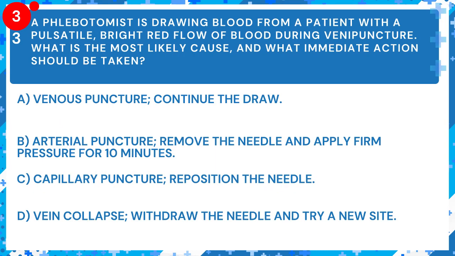Question 33. A phlebotomist observes a patient has a pulsatile, bright red flow of blood during venipuncture. What is the most likely cause, and what immediate action should be taken? A. Venous puncture, continue the draw. B. Arterial puncture, remove the needle and apply firm pressure for 10 minutes. C. Capillary puncture, reposition the needle. D. Vein collapse, withdraw the needle and try a new site.